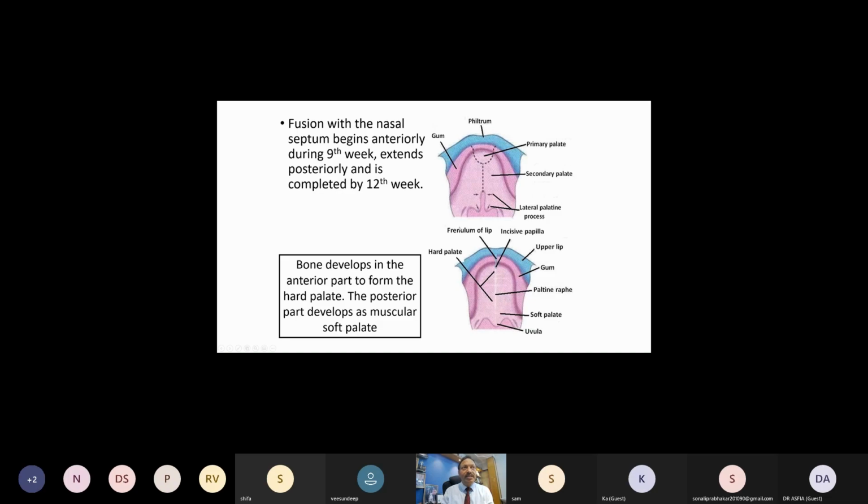So the fusion with the lateral septum begins anteriorly during the 9th week, extends posteriorly, and is completed by the 12th week. So this is the primary palate and this is the secondary palate being fused, and this is the lateral palatine process yet to be fused. So the bone develops in the anterior part to form the hard palate. The posterior part remains muscular and is called the soft palate, and it has the soft palate and uvula. So you have a palatine raphe in the midline where the union has occurred.